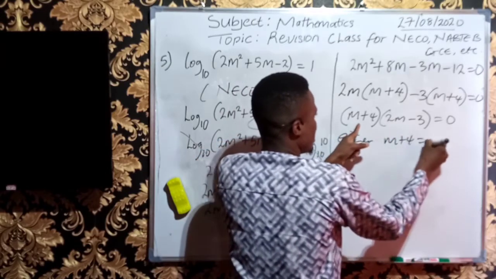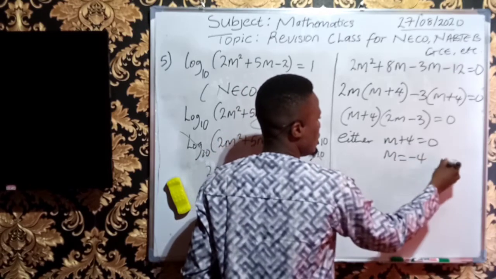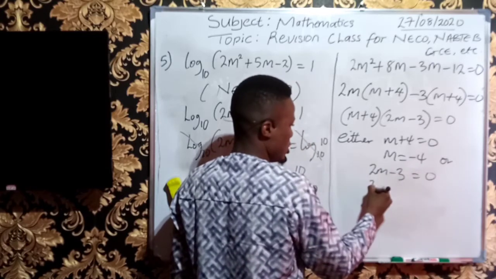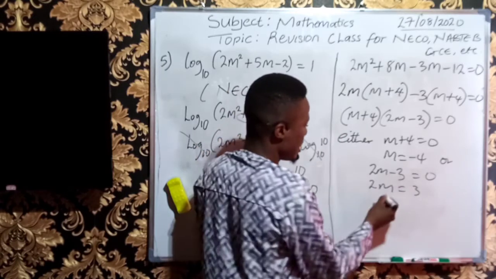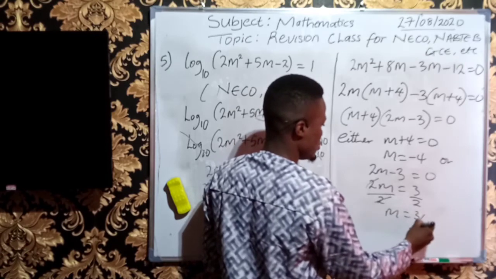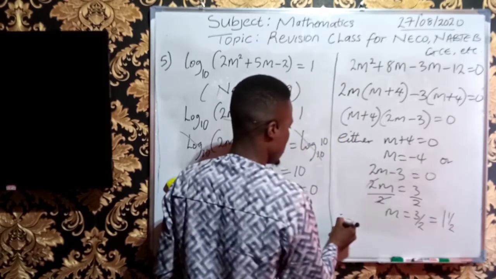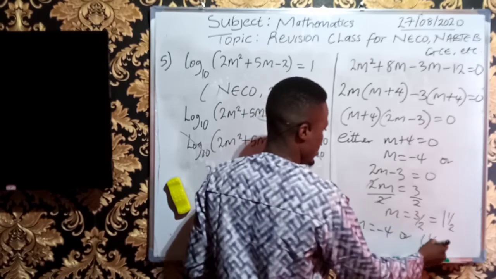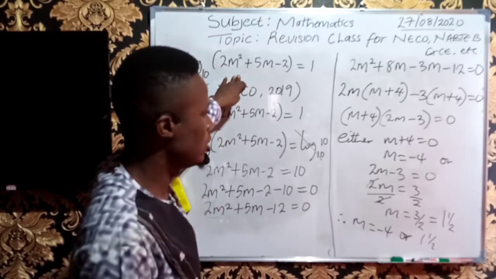m plus 4 is 0, plus 4 coming here turns to minus, so m is minus 4, or 2m minus 3 is 0, 2m is 3, when minus 3 crosses over it is 3. So to get m, I will divide by 2. So m will give me 3 over 2, and 3 over 2 is the same thing as one whole number, 1 over 2. Therefore, m is minus 4, or one whole number, 1 over 2. These are the values of m in this particular logarithm equation.